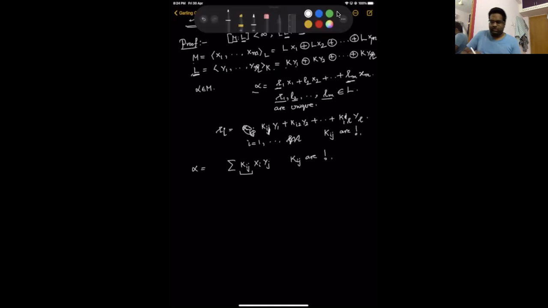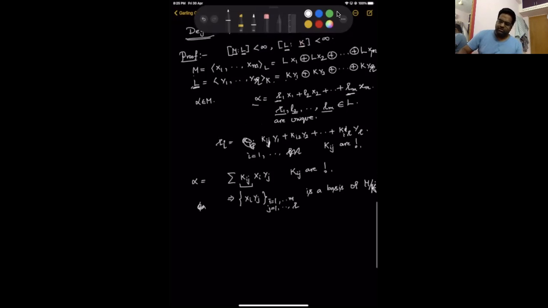Okay. From this, it follows, recall what a basis is: any set of elements is a basis if and only if each and every vector can be written as a unique linear combination of those basis elements. Therefore, you can easily see from that equivalence that Xi, Yj, where i varies from 1 to m and j varies from 1 to l, is a basis of M over K.